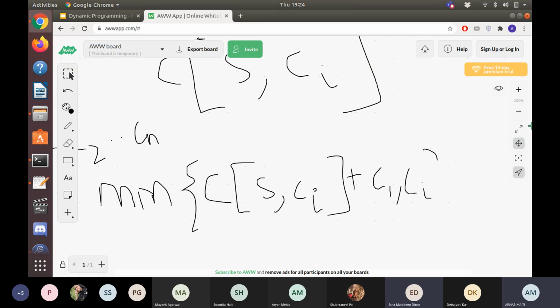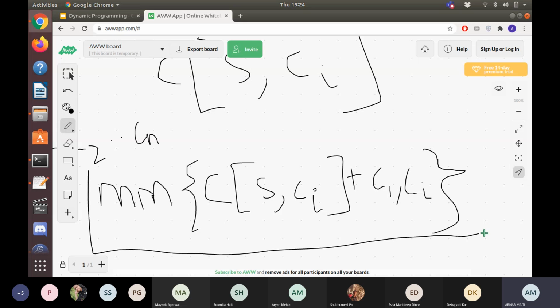Yeah, there will be an edge actually. It's considered that all possible pairs will have an edge. Otherwise, if they don't have any edge, you can keep the weight as infinity. So this particular expression will give me the solution to the traveling salesman problem.